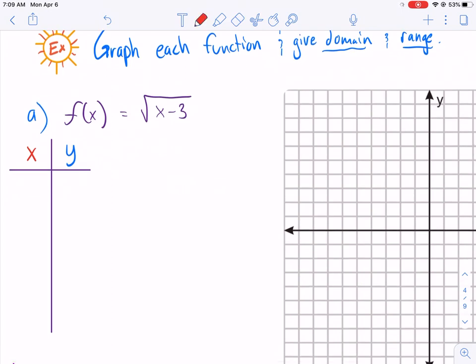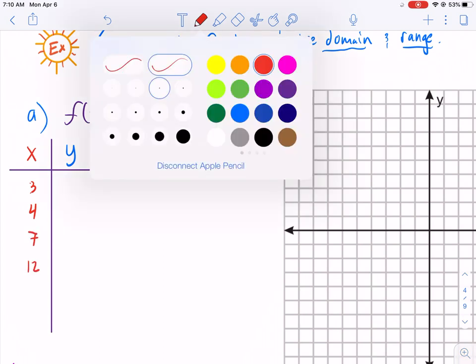So I'm going to pick numbers like 3. I'm going to pick numbers like, what else can I pick? 4. I'm going to pick 7. I'm going to pick 12, and now I think it'll be good.